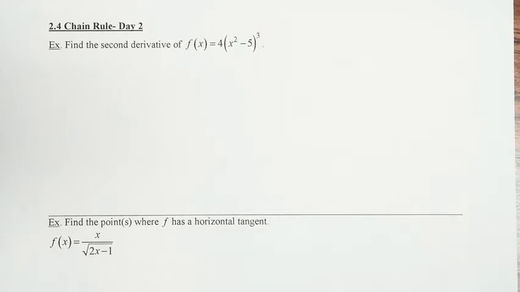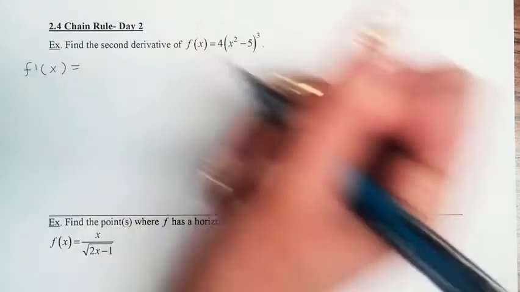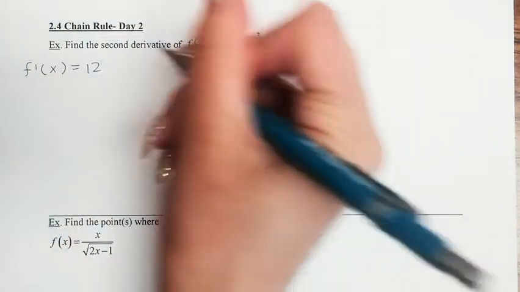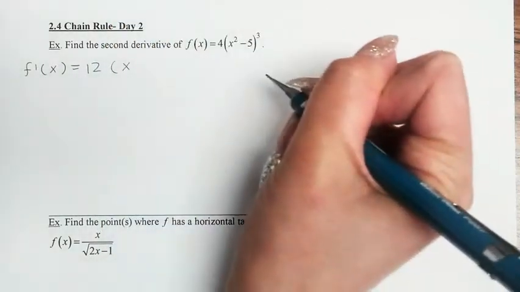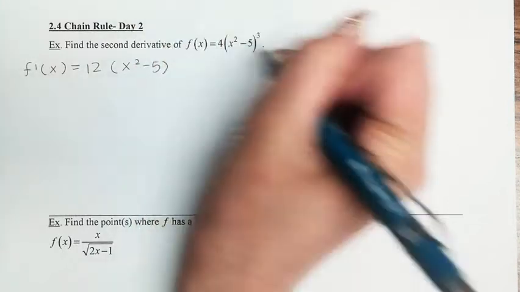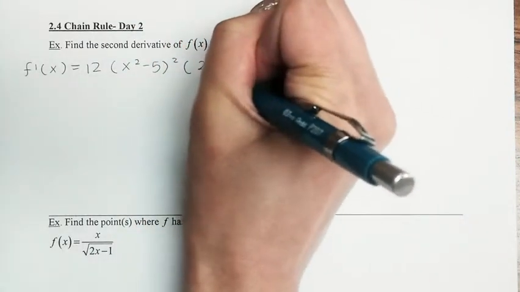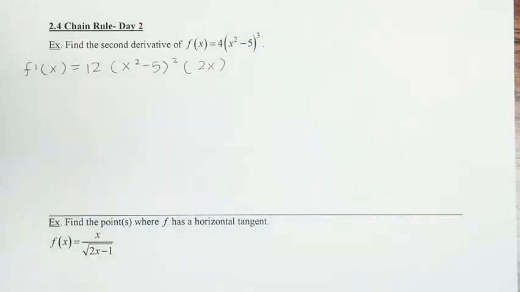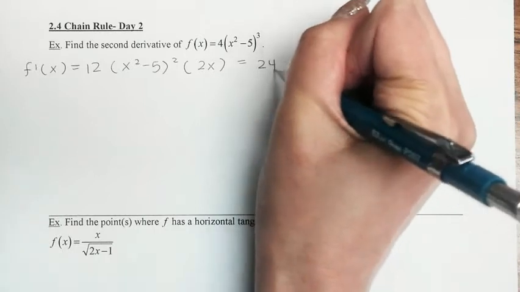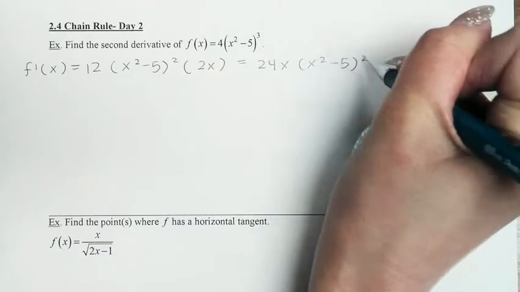Well, since we want the second derivative, let's find the first derivative first. For the first derivative of this equation, we do need to use the chain rule. It's going to be 12 times (x squared minus 5) to the power of 2, times, using the chain rule here, 2x. At this point, I can simplify it as 24x times (x squared minus 5) squared.